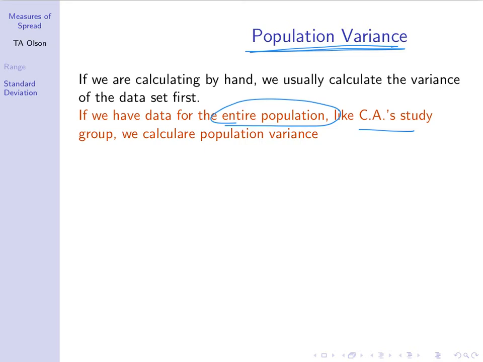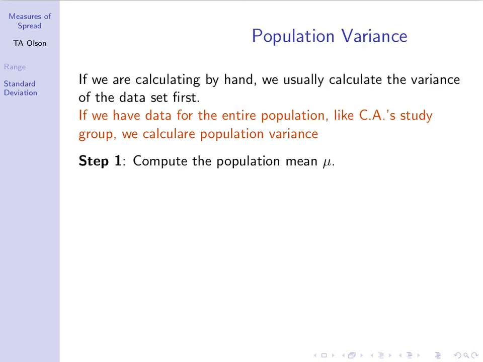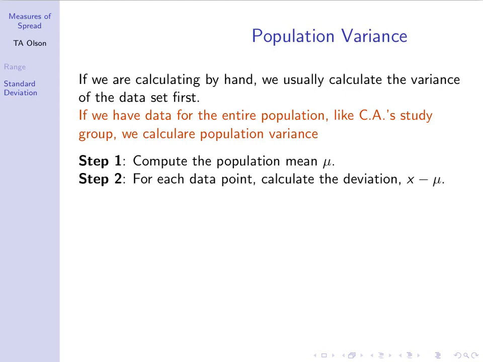To do that, we follow the following steps. First, we compute the population mean. We've already done this for this data set, so step 1 is already done. Step 2, we calculate the deviation for every data point. So we'll calculate this difference for all 6 data points in our data set. Then for each one of these deviations, we take it and we square it.